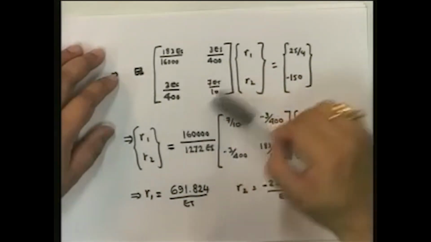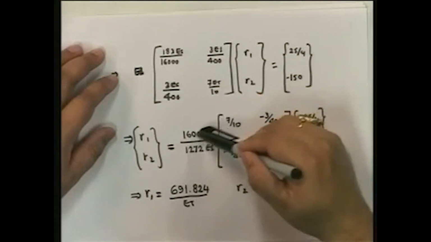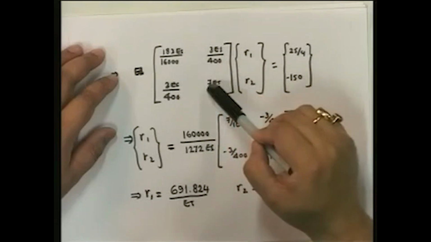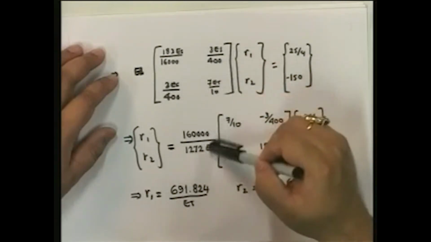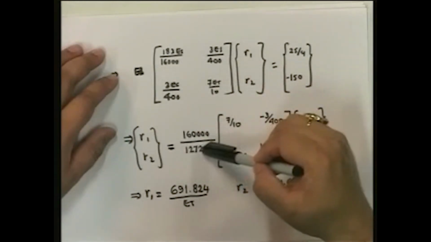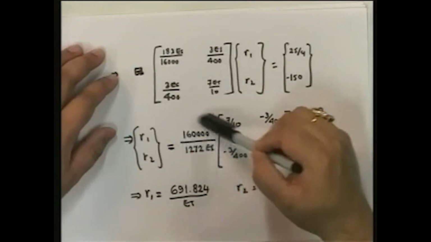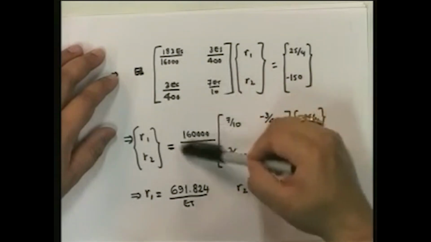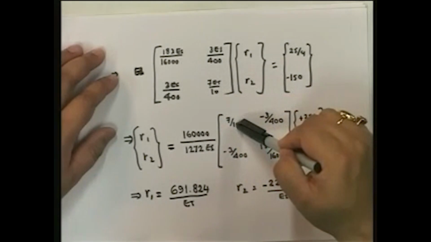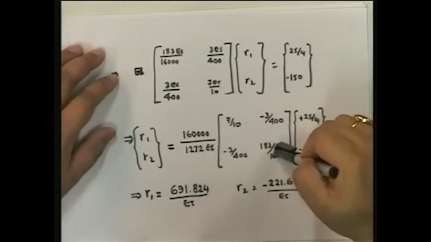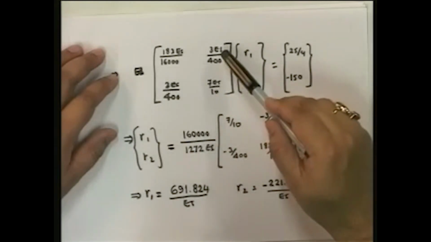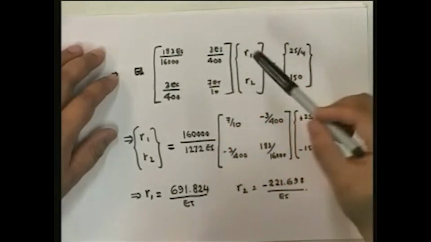The inverse of this is written in terms of 1 upon the determinant. So 1 upon the determinant is this. The determinant of this is 1272 EI upon 160,000. So inverse is this. And then the cofactor of this is this. The cofactor of this is this. The cofactor of this is the minus of this. The cofactor of this is the minus of this.